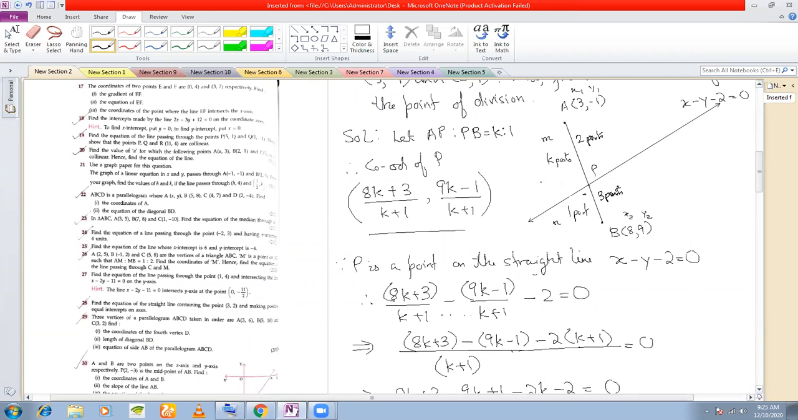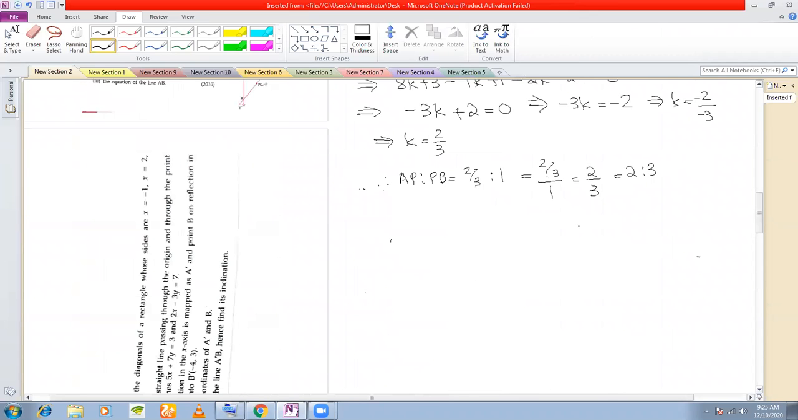Now the next question is to calculate the coordinates of P. If you want to calculate the coordinates of P, just put the value of k here. Hence coordinates of P.